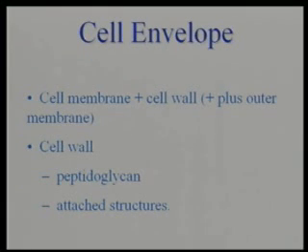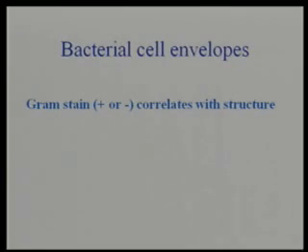Gram-negatives, gram-positives, etc. Bacterial cell envelopes. Gram-positive or negative, it correlates with structure, and I've just chosen not to go into the reasons why because I think it's beyond the scope of this course. So that part we will memorize. The gram stain usually correlates with the structure. And the key word was usually.